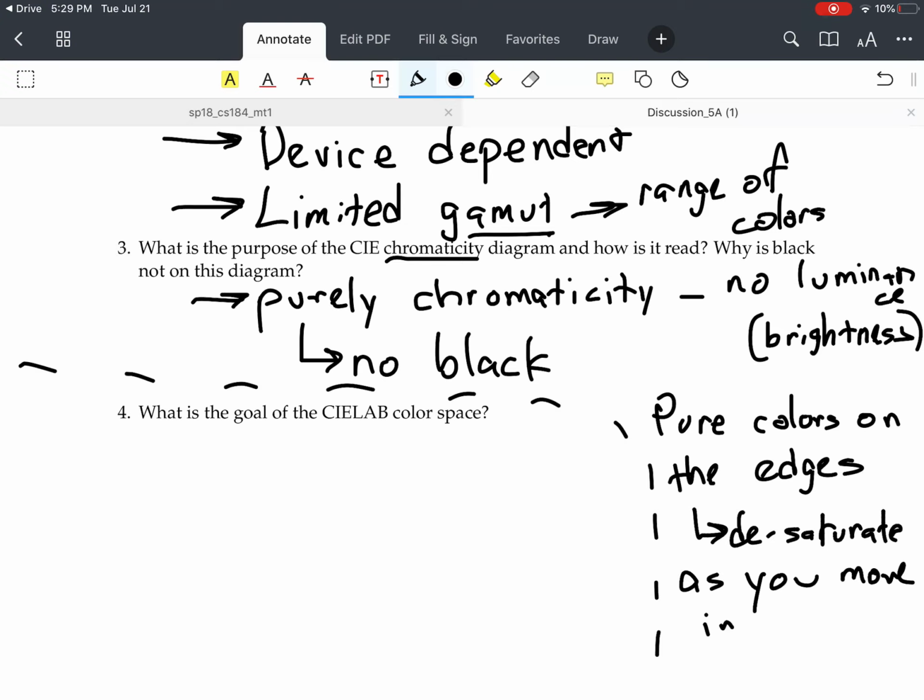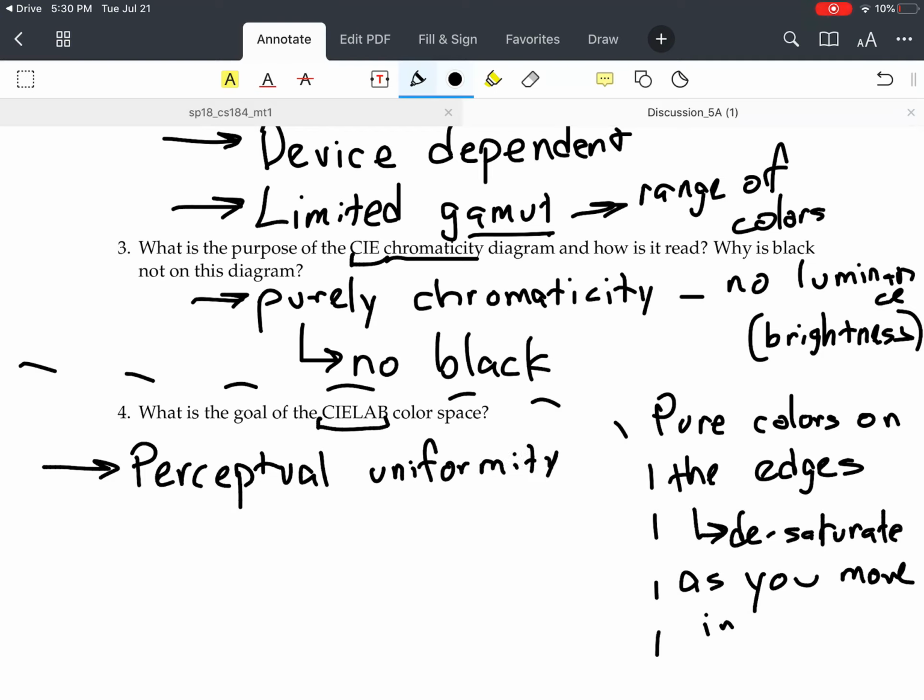Okay, last question of this discussion, real quick. What is the goal of the CIE lab color space? This is a slightly different name, CIE lab, but it's the same kind of thing. It's a color space. So what's the goal? The goal of this is perceptual uniformity across colors.